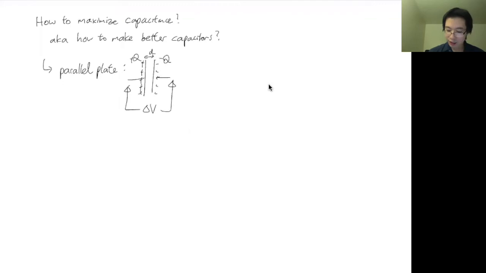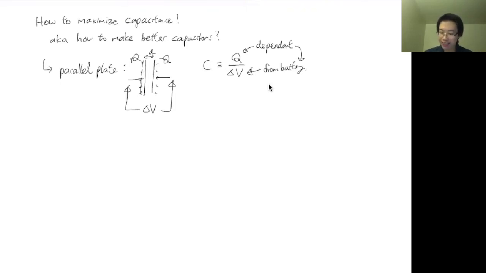All right, so C is identical to this. Now the delta V is governed basically by the battery, right? And this is the most dependent quantity. So it should depend on this somehow. So the question is how.